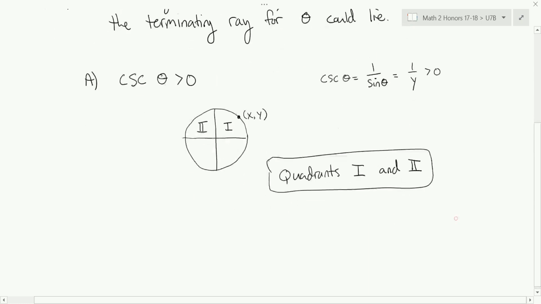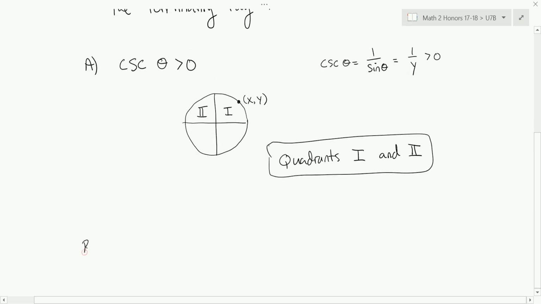Okay, next. Same question, but now I'm going to tell you that the cotangent squared of theta is positive. Cotangent squared theta is positive, and we want to know where theta could be. Which quadrants can theta be in?